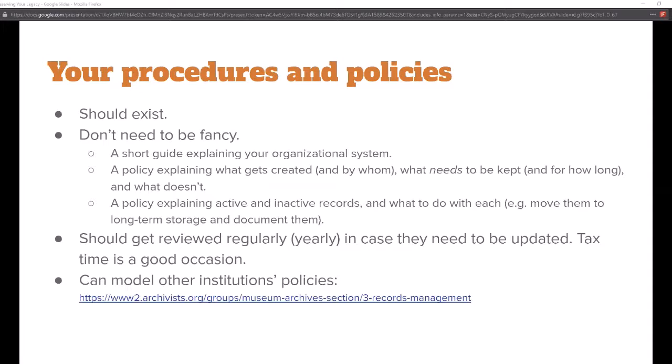Like I said, a one-page guide to your organizational system that you stick in the front of the filing cabinet, or is the first document sitting inside your Google Drive folder titled README. That's really all you need. You just want people to be able to see that you're adhering to legal requirements, adhering to best practices, and that someone's taking responsibility for this stuff. It might be you, it might be the executive director, it might be a board member, it might be some lowly volunteer. You just want to make sure that someone is doing this.